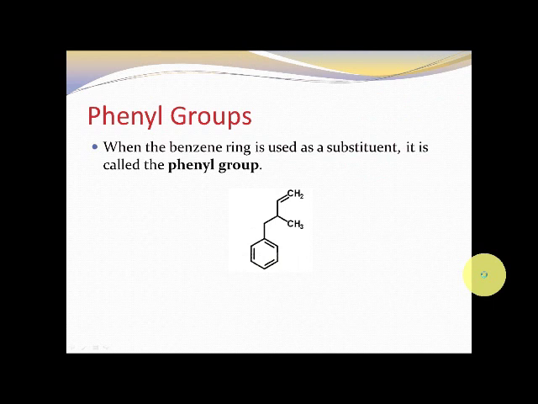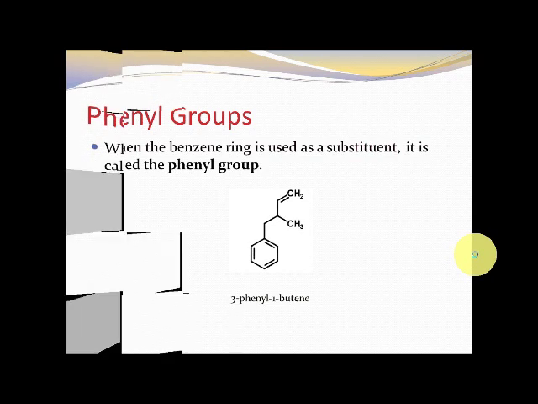You could also use a benzene ring as a substituent as well. And when it happens like that, you call it a phenyl group. So it's coming off of the chain. So we would say that this is, if this is carbon 1, 2, 3, 4, we would say that this is on that chain. 3-phenyl-1-butene.